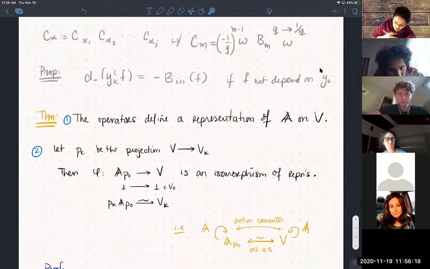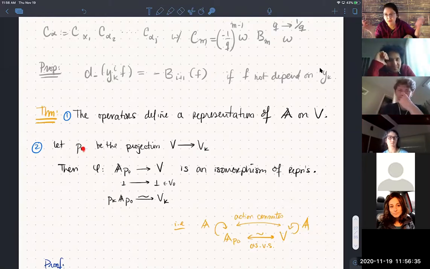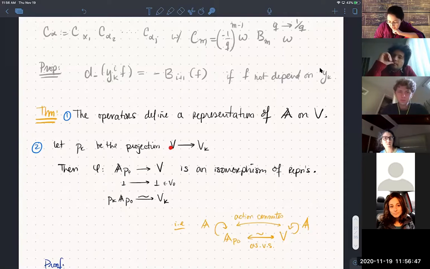Not too exciting. And the second thing, which is a lot more useful, is that if you consider PK to be basically the projection from V onto the kth VK. If you're familiar with idempotents, it's really just an idempotent onto VK. Then you can think of the operators of A as acting on V and then projecting to V0, you get a family of elements that live on V0. That is just a vector space if you take the span of all these images.